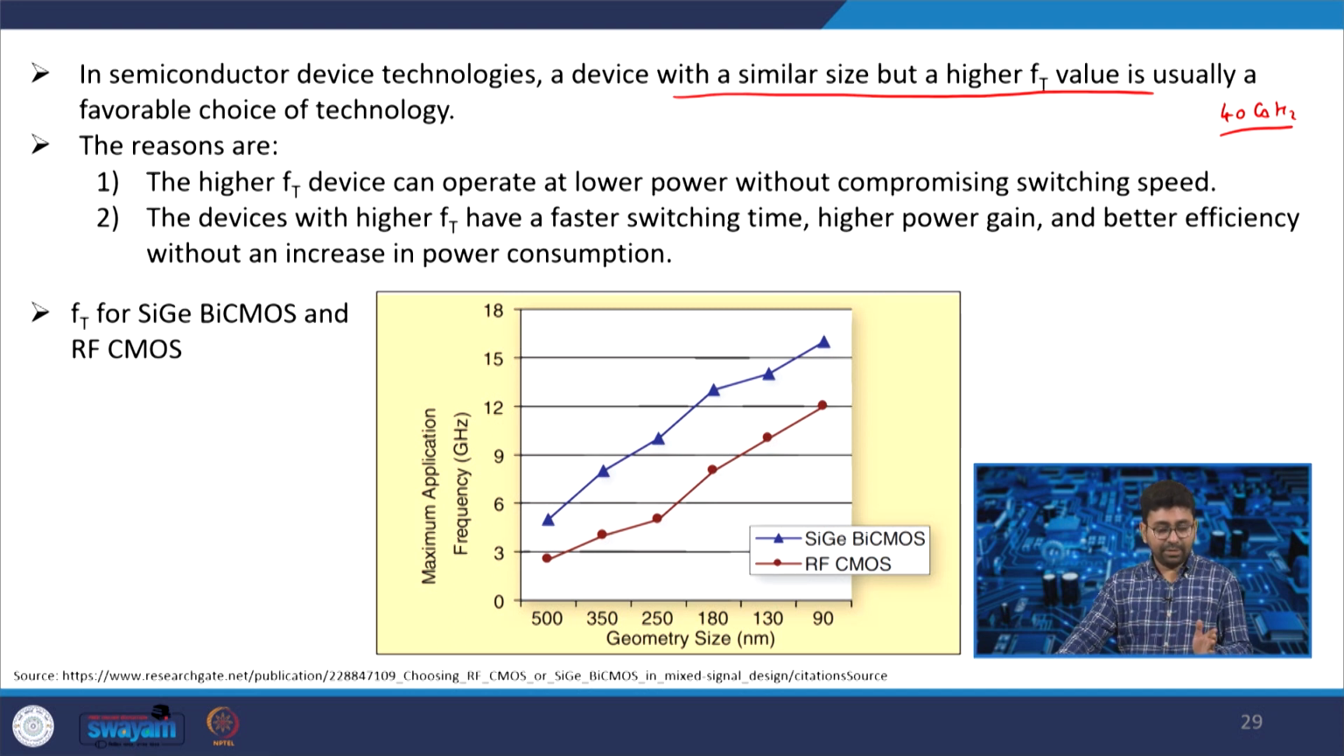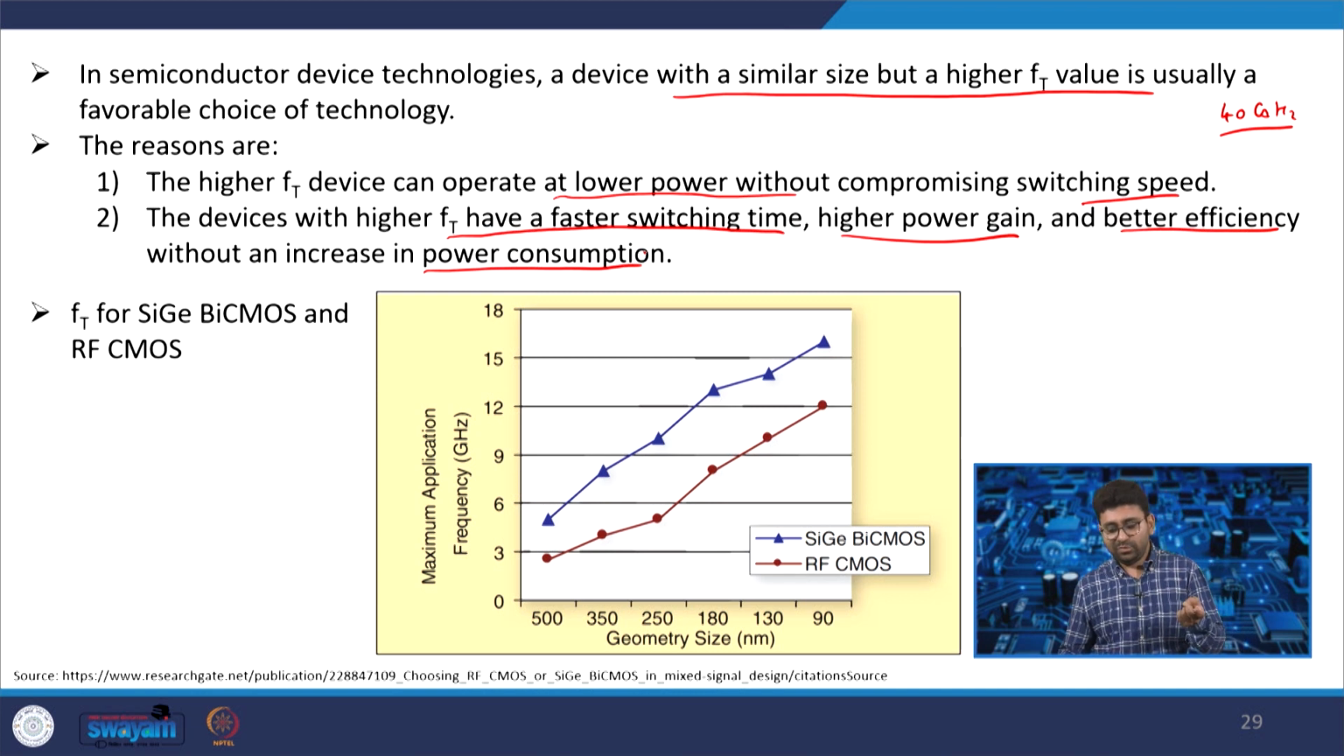Because of that reason, the higher Ft device can operate at lower power without compromising switching speed, and the device with higher Ft has a faster switching time, higher power gain and better efficiency without any increase of power consumption. We have already seen that Ft is a function of gm, and if you try to increase the gm, let us say Cgs is not in your hand, it depends upon many device parameters, oxide capacitance, then width and length. So, this gm is in your hand as a designer.